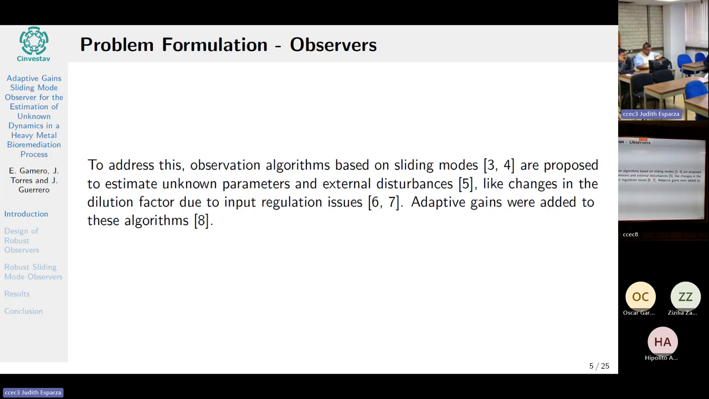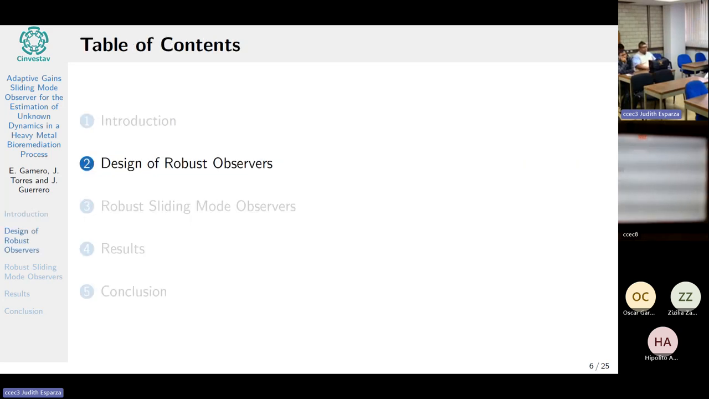We also have other unknown parameters. For example, these microorganisms have a specific growth rate; they grow depending on how much biomass or substrate we have. So we want to estimate these parameters. We want to use sliding modes, but we are going to add adaptive gains to these algorithms to estimate these unknown parameters. So we want to design robust observers for this problem.